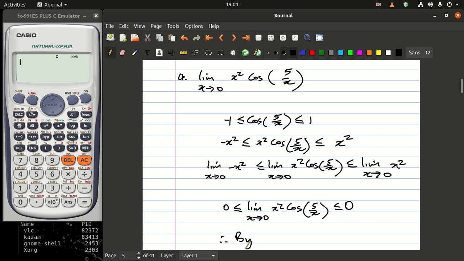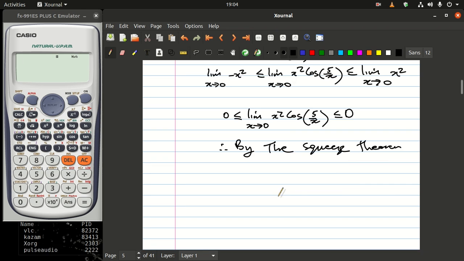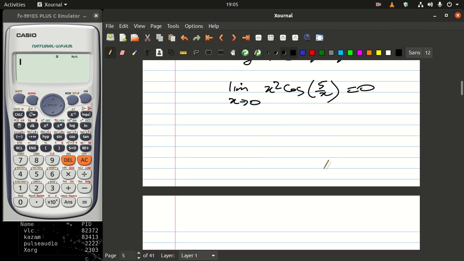Therefore, by the squeeze theorem, whatever the limit of this is, it must be equal to the limit as x approaches 0 of x squared cosine of 5 over x. It must also be equal to 0. That's how easy this thing is.